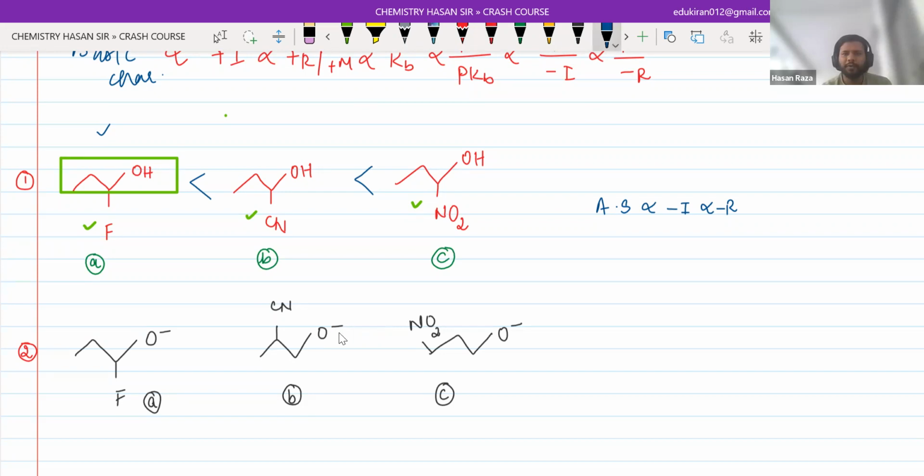You can see this again will be followed, but here you can see the position is changed. That means you need to consider distance. So here distance will dominate over power. I told you about the DNP rule. Distance will dominate over number and number will dominate over power. That's why fluorine will be the most acidic here, then CN and NO2. Is that clear to all of you?